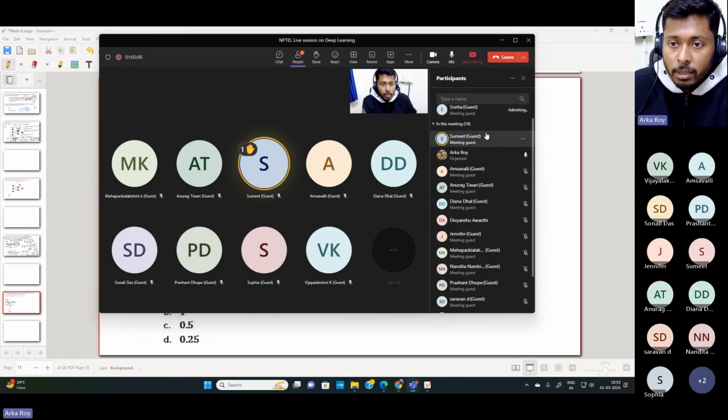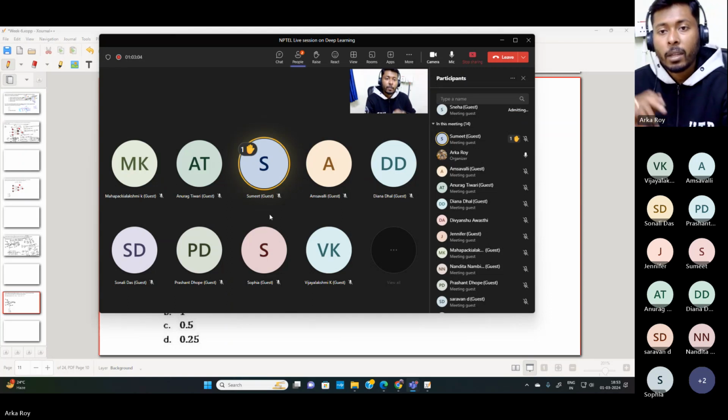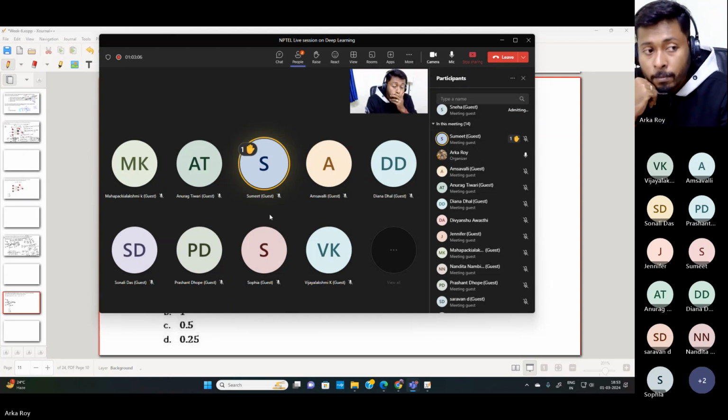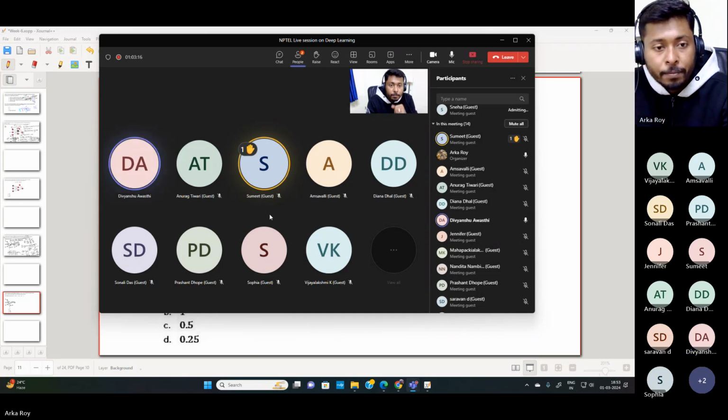Yeah, Sumit has raised his hand, I think. Do you have any question? Hello. Yes. Sir, if our model is classified perfectly, then there is no need of updation. Then what next? Our model is perfect.